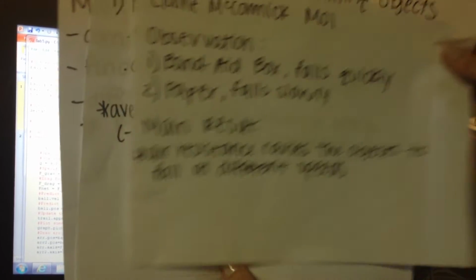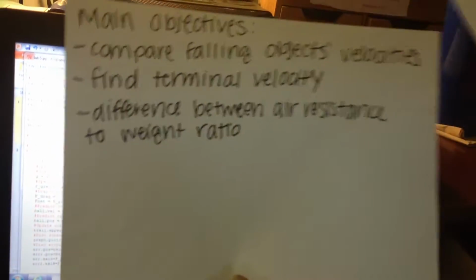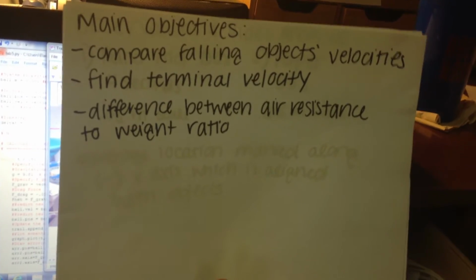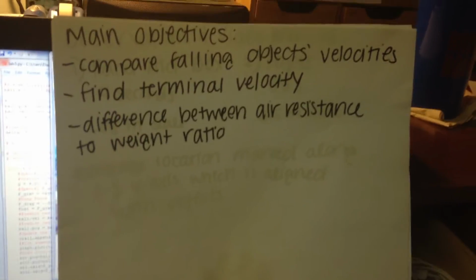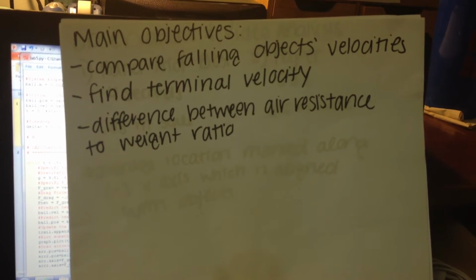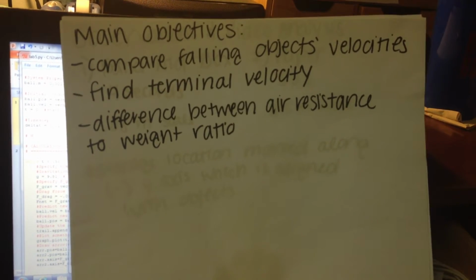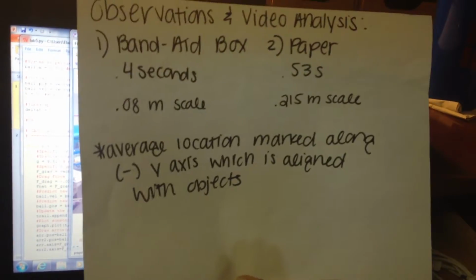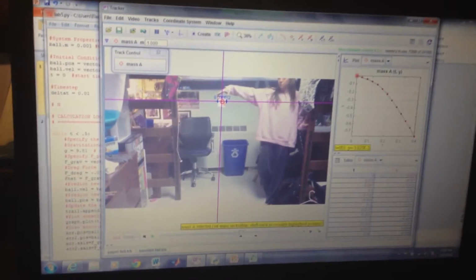So, to do this, my main objectives were to compare the falling objects' velocities, find the terminal velocity if there is one, and look at the difference between air resistance to weight ratio of the object, which affects the drag force. So, my observations and video.